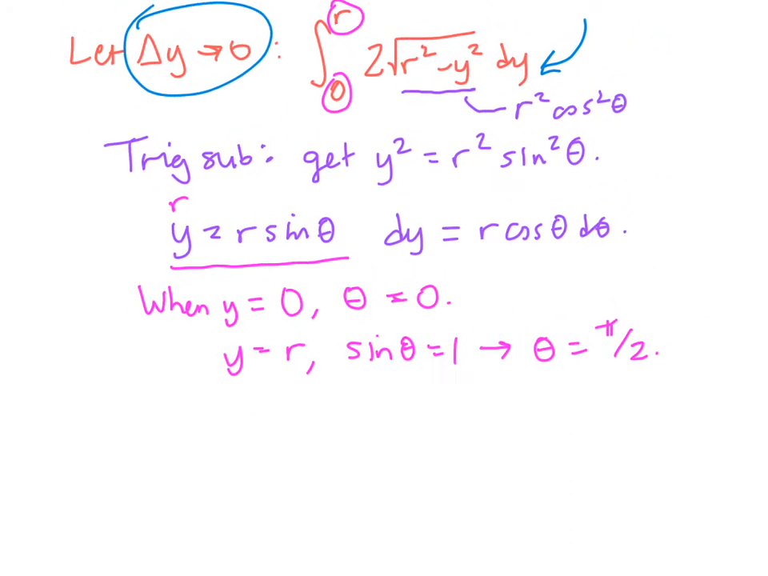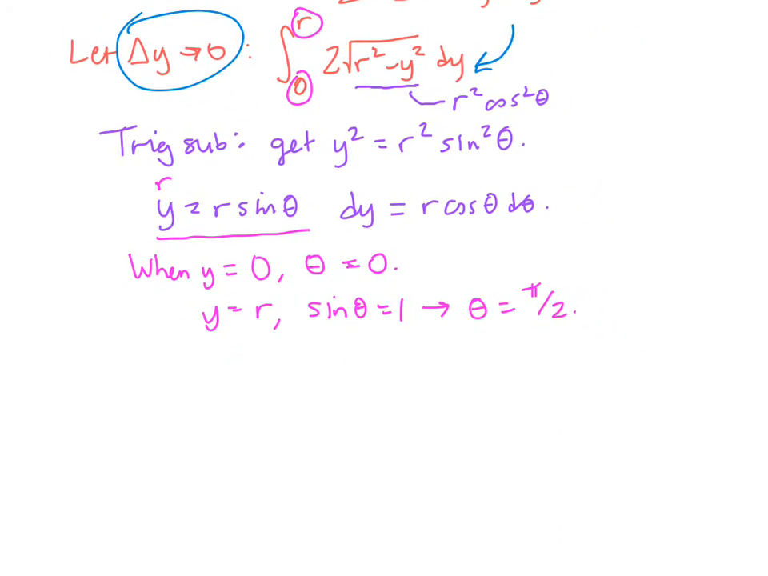Let me just zoom out a bit so I can see what I'm doing here. Okay. So I think that my integral after the substitution is going to become the integral from theta equals 0 to theta equals pi over 2 of 2 times the square root of r squared minus r squared sine squared theta, that really is what y squared will be, times dy, which is r cosine theta, d theta.